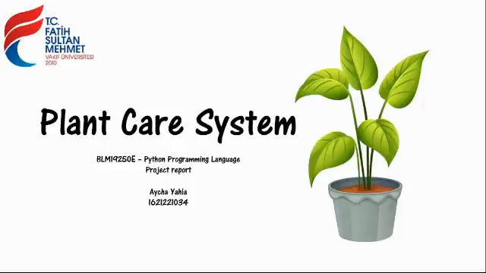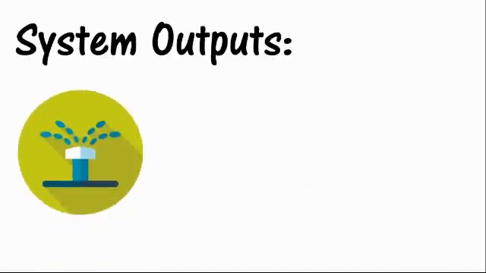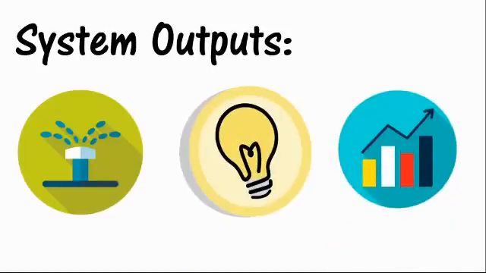My project is a plant care system based on Raspberry Pi. The system will be able to irrigate the plant depending on soil humidity, provide lighting according to the light density around the plant, and display a graph of water consumed for irrigation over time.